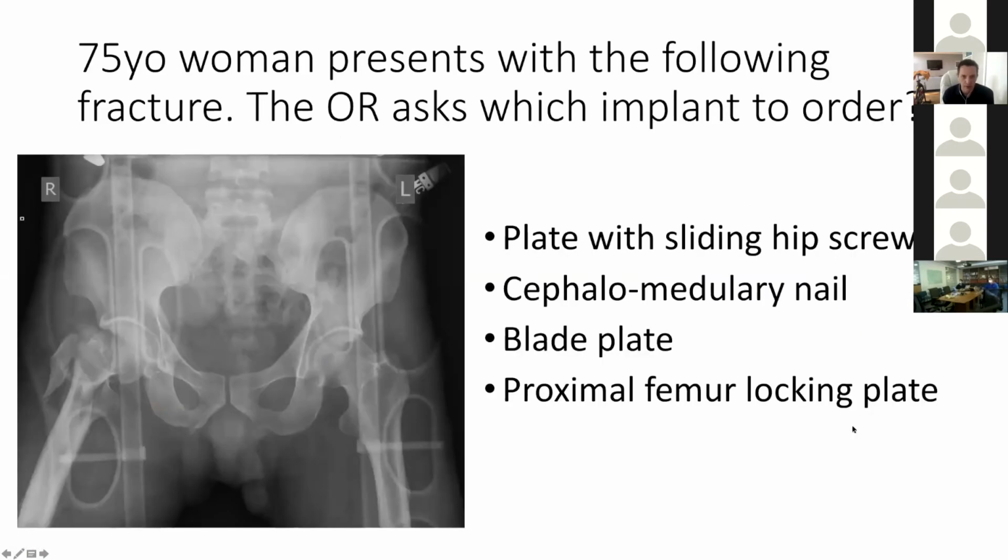All right, question. A 75-year-old woman presents with the following fracture. The operating room asks you which implant to order: plate and sliding hip screw, cephalomedullary nail, blade plate, or proximal femur locking plate. Look, you classify the fracture, and there's only one answer that could possibly come to mind if you classified it correctly. Is it length unstable or length stable?